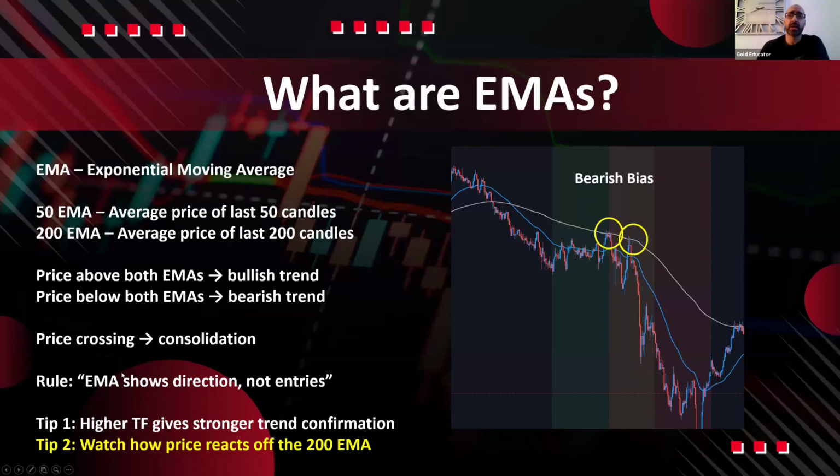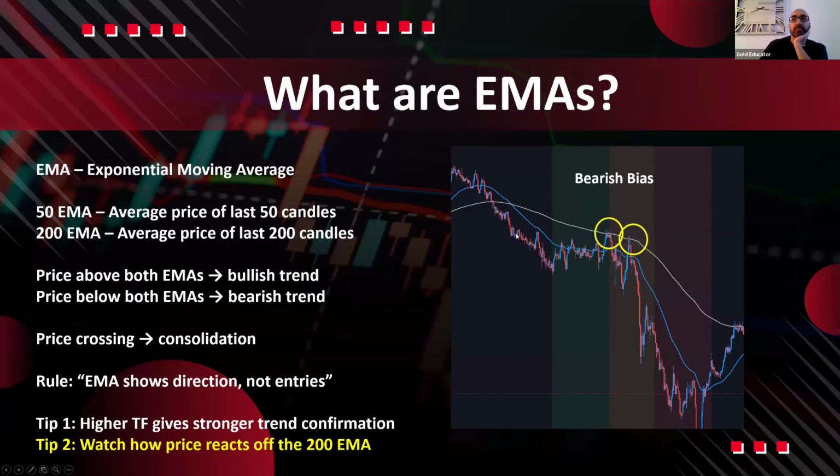What I want you to realize is that EMAs only show you direction. They're not a form of entry. I don't want you to think, oh, this EMA crossed this one, we are in a sell trend now, let's sell here. Yes, you would probably have made money if you sold when it crossed over here, but I don't want you to take any EMA crossovers or anything like that. We're not looking at that as an entry.